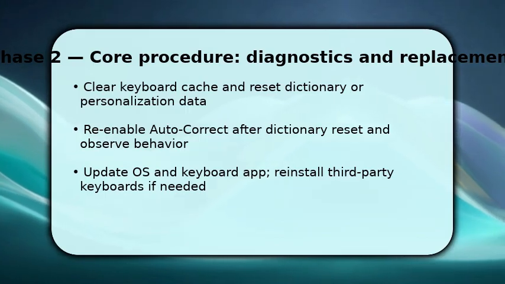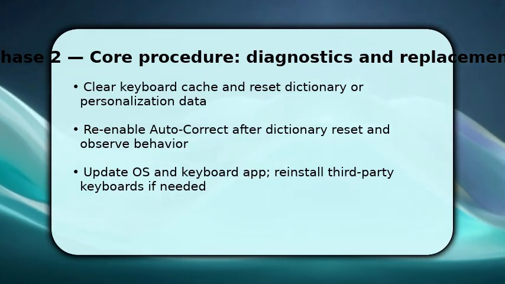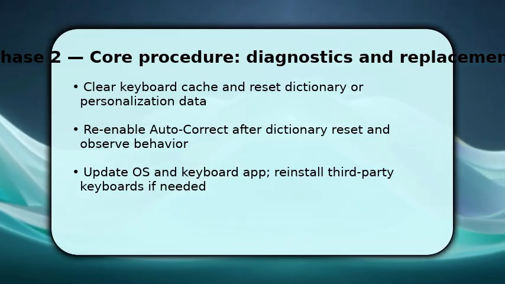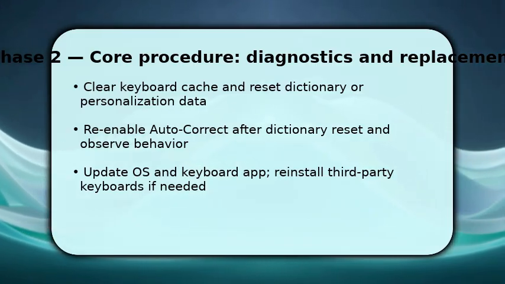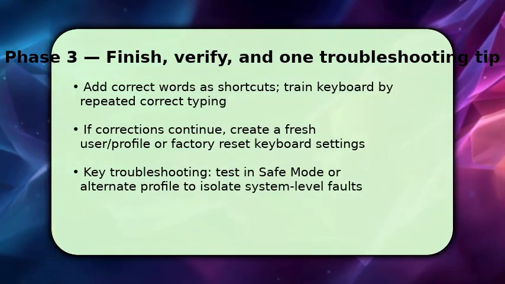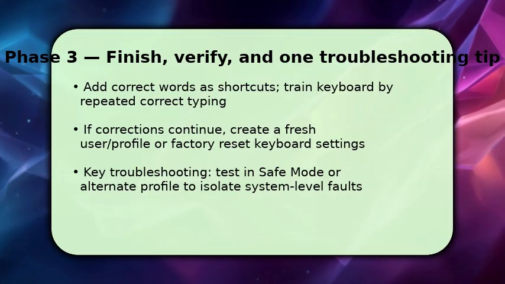If issues persist, update the OS and keyboard app, or reinstall a third-party keyboard to replace corrupted components. Finish by teaching the keyboard the right behavior. Add entries as shortcuts and repeatedly type corrected forms so the system learns them.